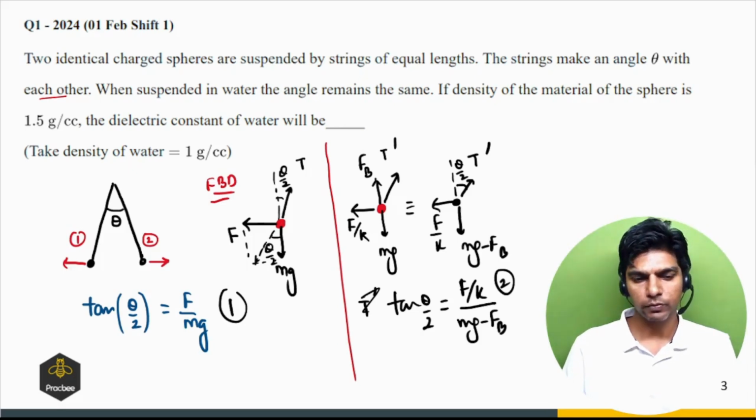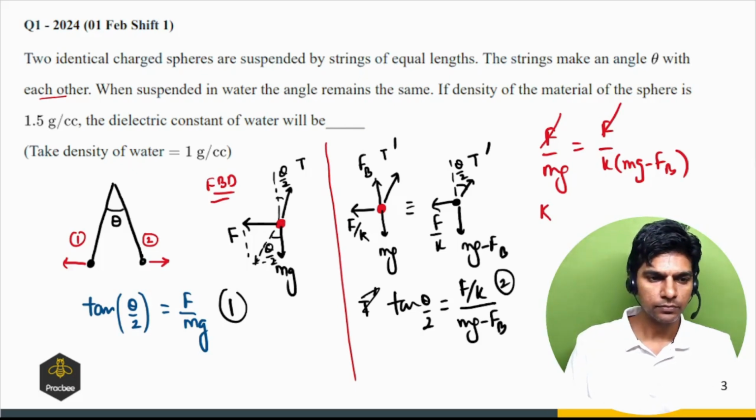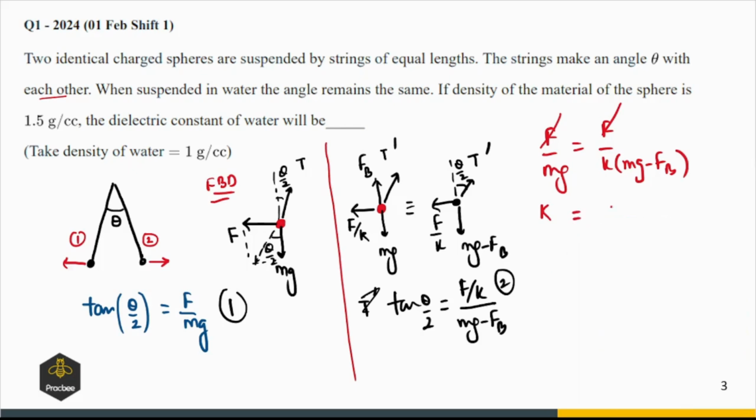Now if we club these two equations, we can say F by mg is equal to F by K divided by mg minus Fb, where F will get cancelled out. So the dielectric constant will be mg upon mg minus Fb, and Fb is what? If V is the volume of the sphere, then mass will be the density of the sphere times its volume, right?